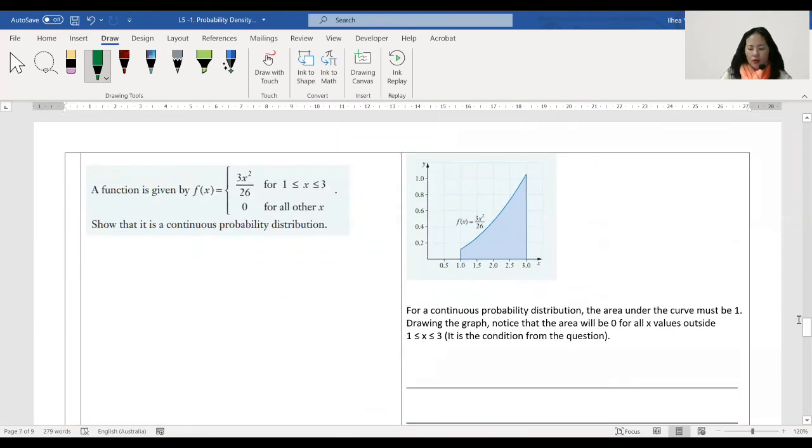So if I sketch it in a simpler way, it'll be this. Okay, so for a continuous probability distribution, the area under the curve must be 1, but that was the condition, wasn't it? Right? So in other words, a PDF has area of 1. Okay, so drawing the graph, notice that the area will be 0 for all x values outside of 1 and 3. That's why we don't have to worry about the rest, but 1 and 3.